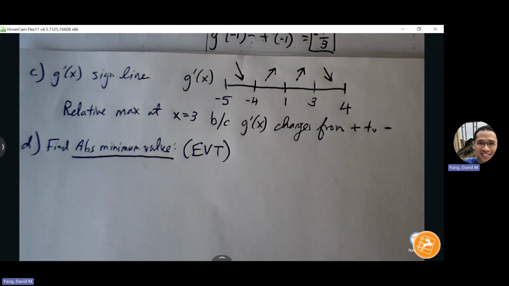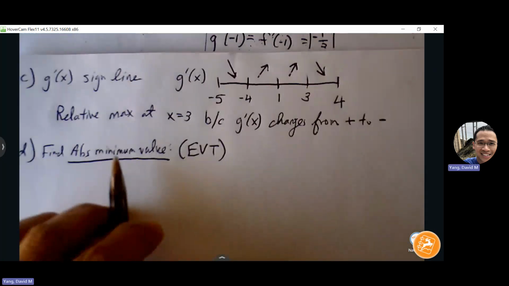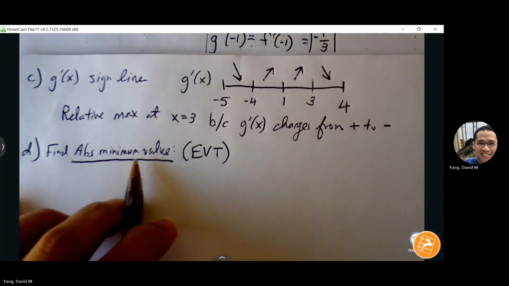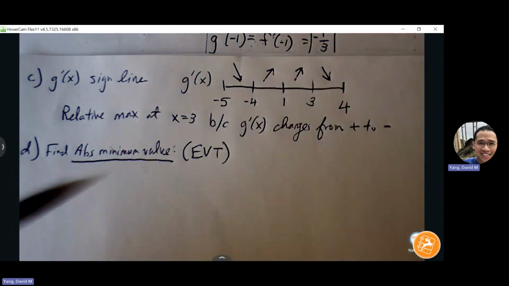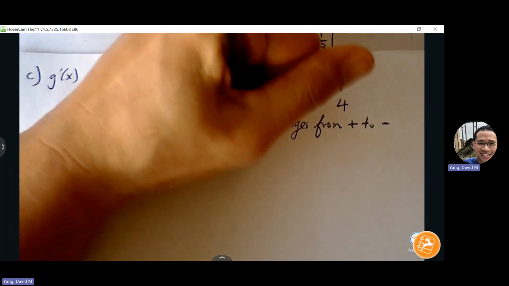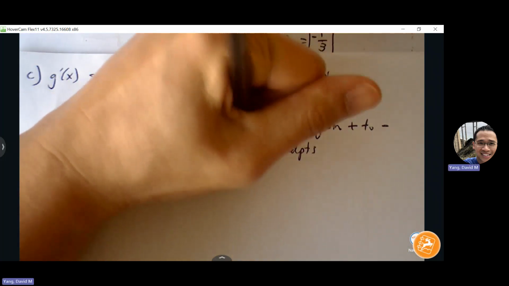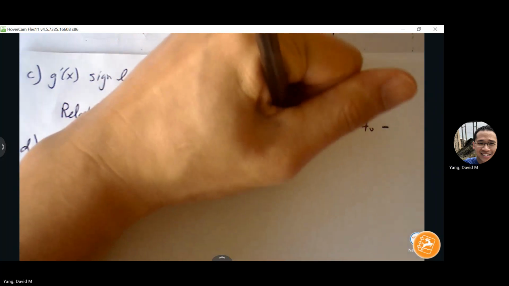Yeah, that's condition. Condition is continuous, but what are our candidates? Where do we look for absolute, or what do we need to consider if we want to find absolute max or absolute minimum? We're changing signs. Endpoints and critical points. In this case, we don't have to consider relative max because there's no chance that a relative max, a hill of a graph, can never be the lowest point on the graph. So we only have to test endpoints and then test your relative min, right?